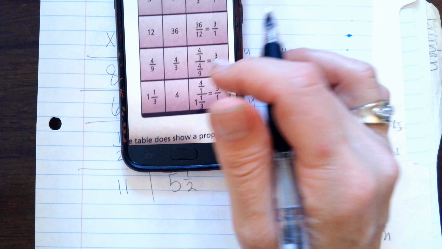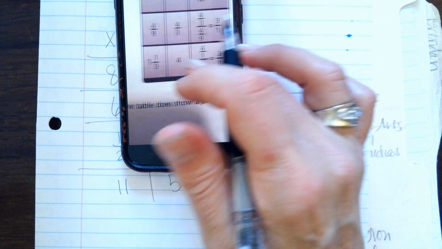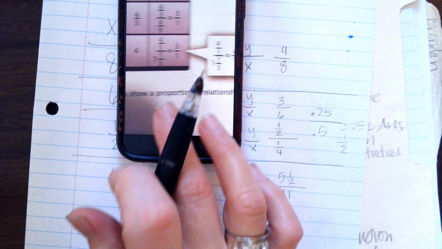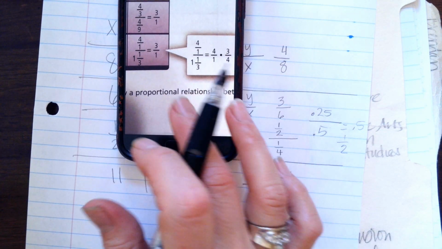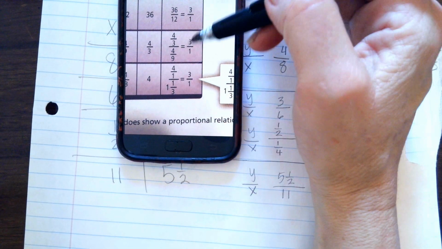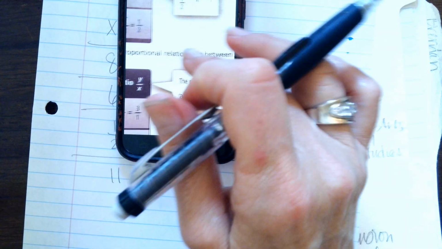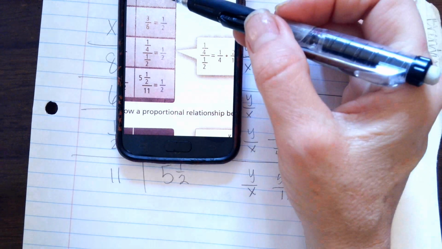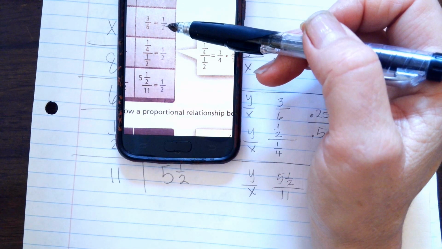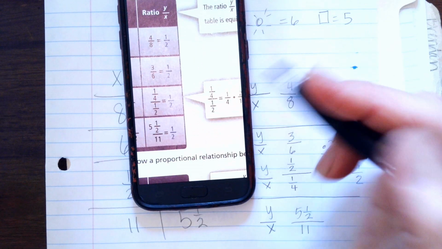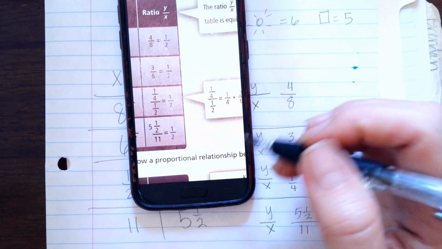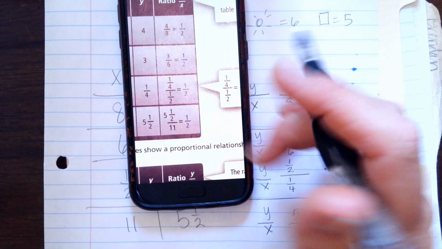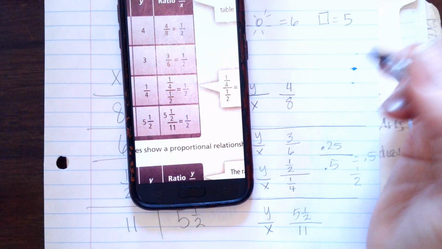Now, if it happens to be the same number, then they're saying, hey, this table shows a proportional relationship between x and y, which means this number's the same, this number's the same, this number's the same. For this one, are they all the same? So when you simplify 4/8, it's 1/2. When you simplify 3/6, it's 1/2. When you simplify this, all of them are 1/2. So is it a proportional relationship? Yes, because they all move in the same way, 1/2. Does that make sense to you?